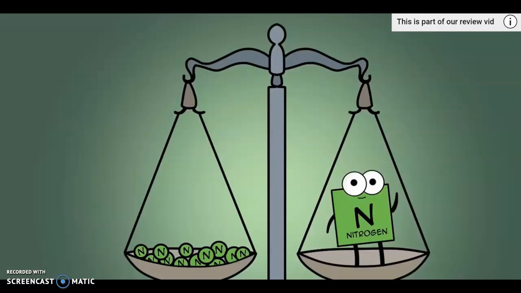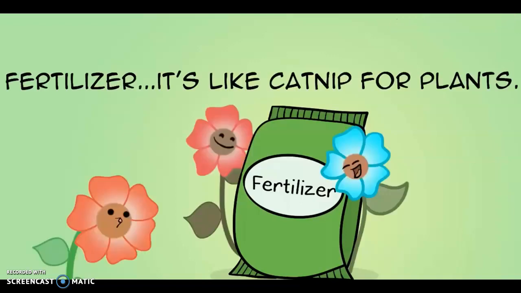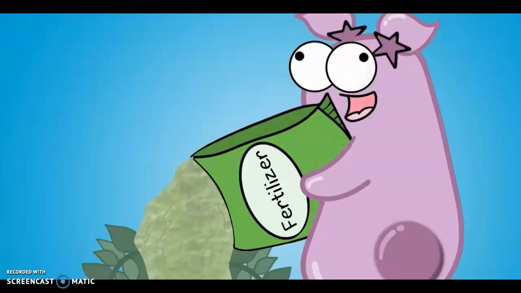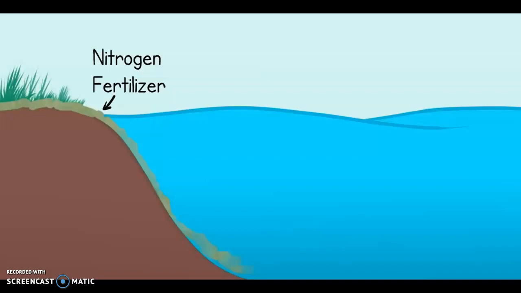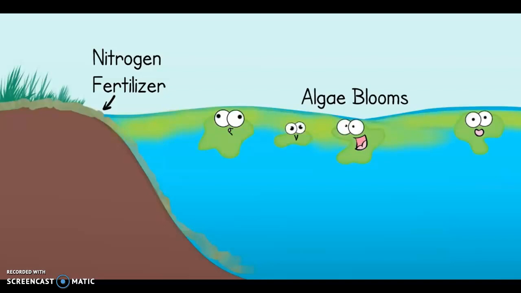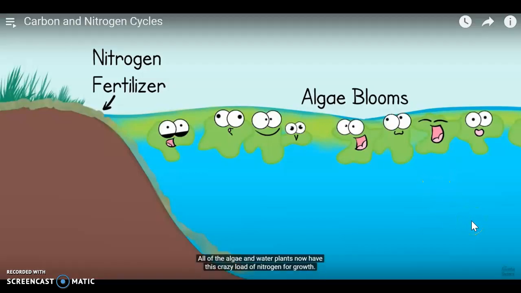Here's one example. Consider plant fertilizer. Plants love it. It contains a form of nitrogen. Well, if it's not used responsibly, the excess nitrogen in fertilizing crops can drain into bodies of water. And one reason this could be harmful is that it will basically cause an aquatic producer heyday. All of the algae and water plants, they now have this crazy load of nitrogen for growth. So basically, if that nitrogen fertilizer happens to spill over into the ocean, it's going to cause a bunch of plants to be created in the ocean.